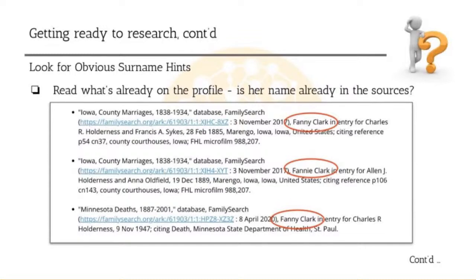In this case, we have some sources on a profile. These are all real profiles that we've borrowed for our presentation. We have the marriage of a child and the death of a child. You might also see sources that look like these for the birth of a child. Frequently, the mother is listed by her last name at birth, what we used to call her maiden name. So look for the information that's already on the profile. Maybe it's already been solved.